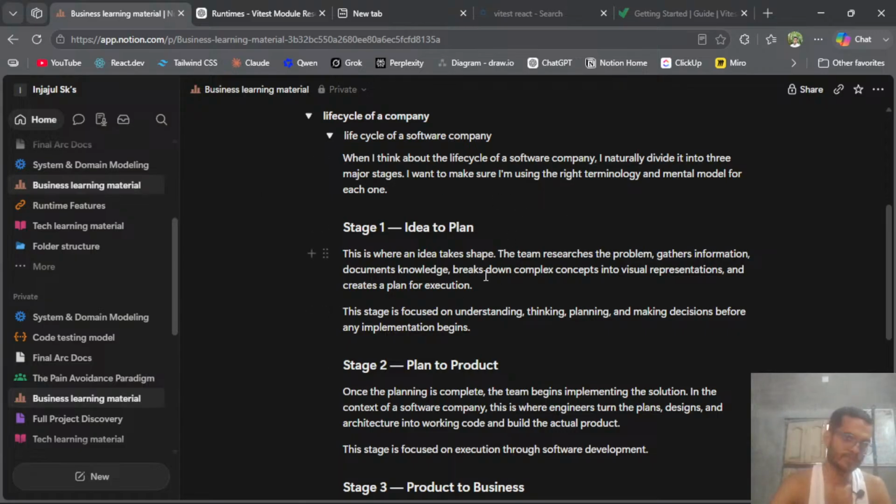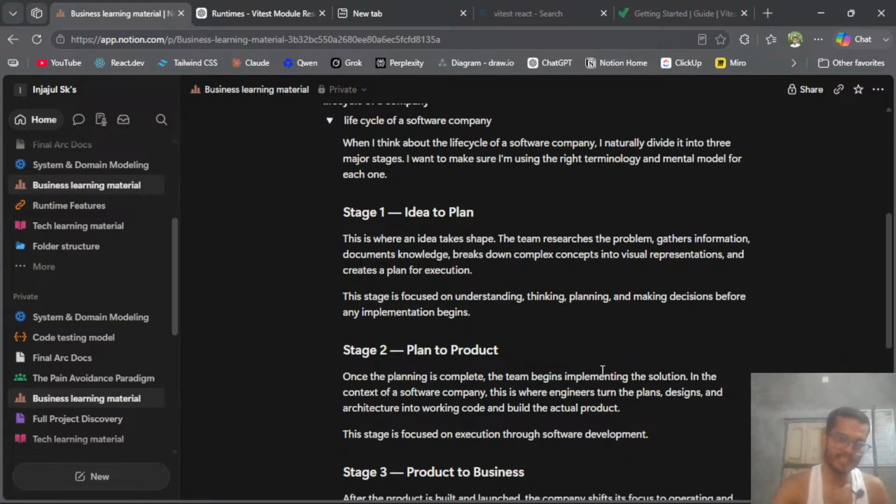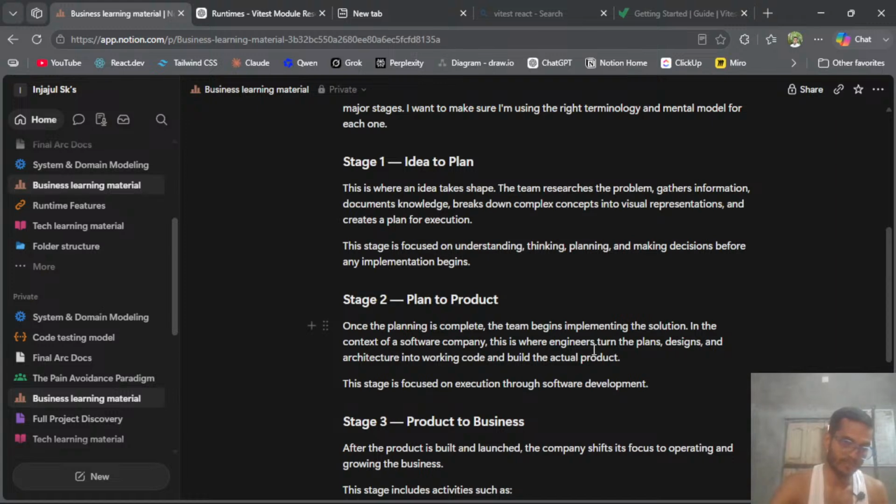And this stage is now fully AI automatic. So you don't have to manually create a whiteboard in a doc. You give a prompt, and AI can research and create a mind map, flow chart, or business entities like that. This is the part where people are focusing right now. Then plan to product. Once you have a plan, it's time to implement.